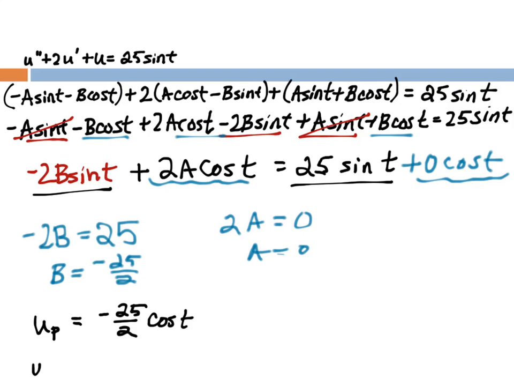So what is my general solution? Well, what does it look like? C1, what's next? E to the negative t. Can you keep going for me, Nathan? Good.